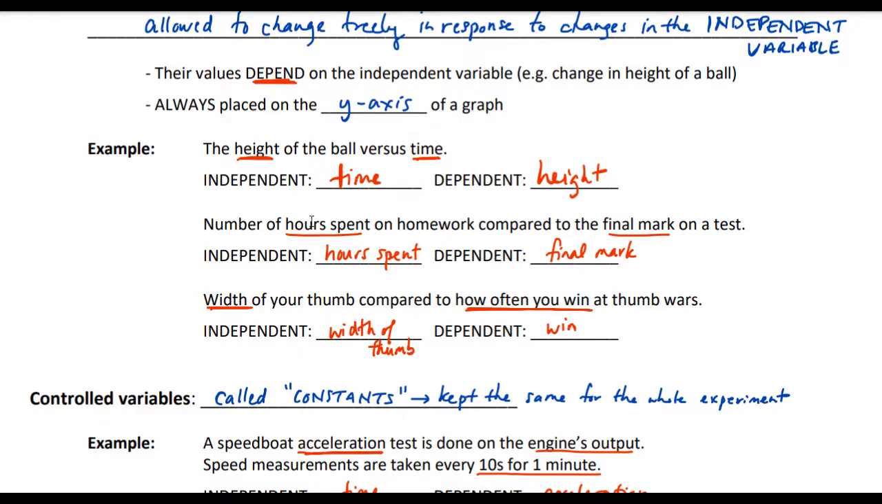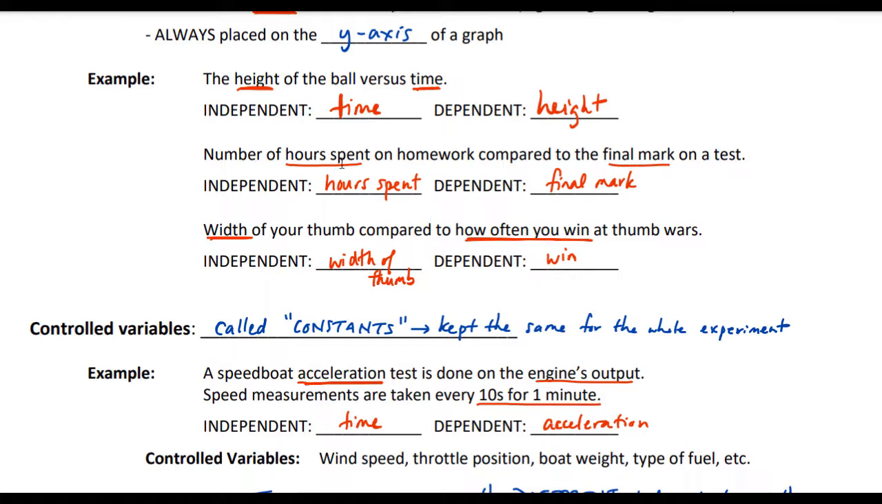Another example, how long you spend doing homework compared to the mark that you get on the test. The time that you spent, the hours spent, would be your independent variable, the thing that you controlled, how long you went for. Your final mark should depend on how long you studied for. How long you studied for shouldn't depend on the final mark. So even if you put it into a sentence like that and say, final mark depends on time studied, and then reverse it and say, hours spent depends on the final mark, you can see one of them makes sense logically and the other one doesn't, and that might help you to figure out which one's dependent and which one's independent. Obviously, the dependent always depends on the independent.